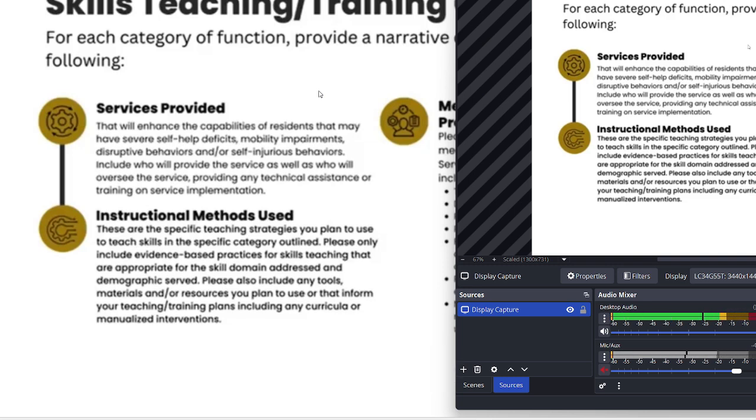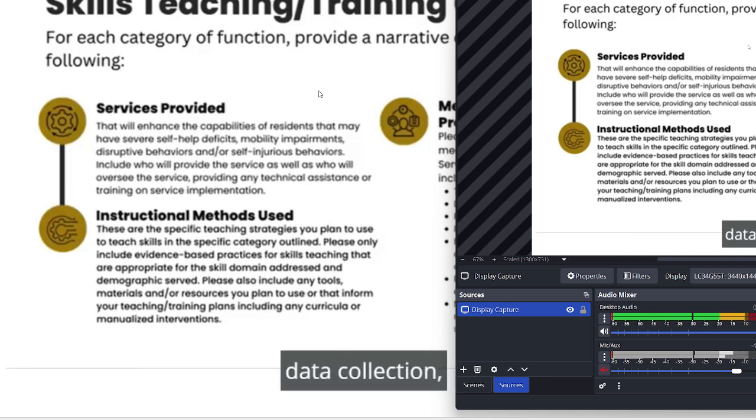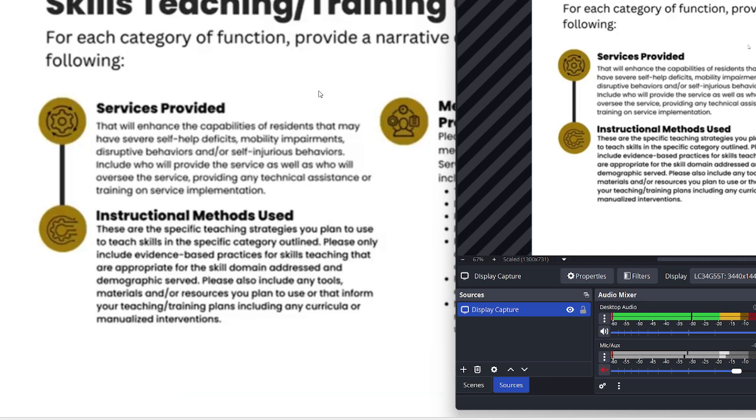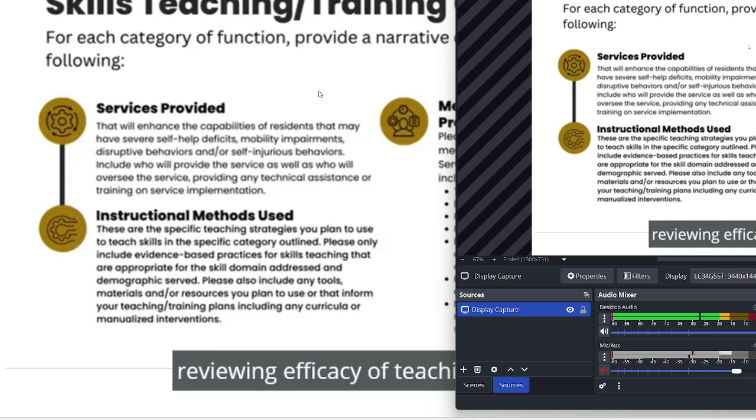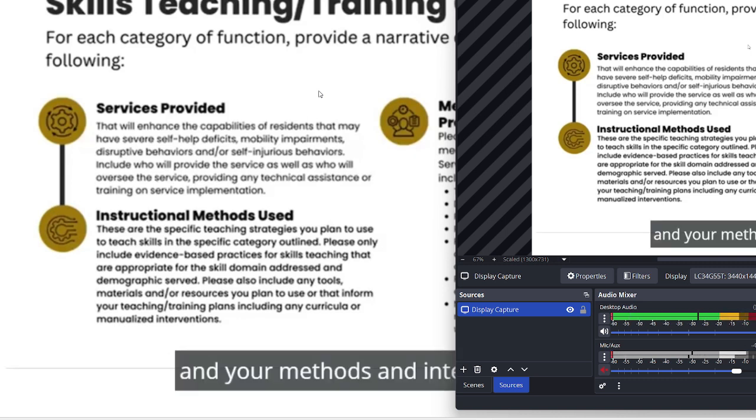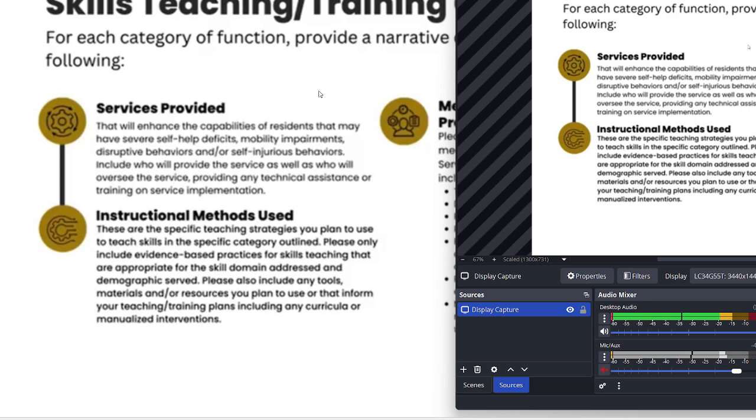Frequency of data collection, the positions or roles responsible for this data collection, the positions and the roles responsible for review of accuracy of data collection and frequency of checks, the positions and roles responsible for reviewing efficacy of teaching plans, and your methods and intervals for summarizing and reporting data, including person responsible for reports that are provided and when.